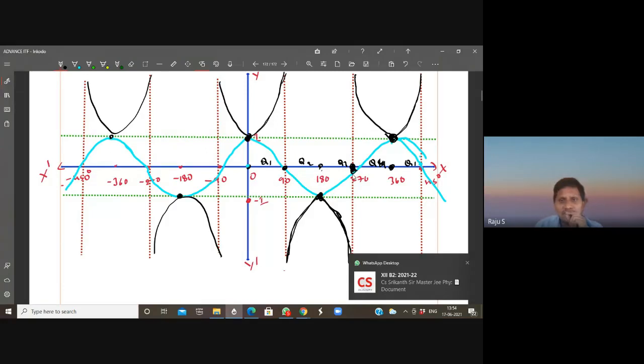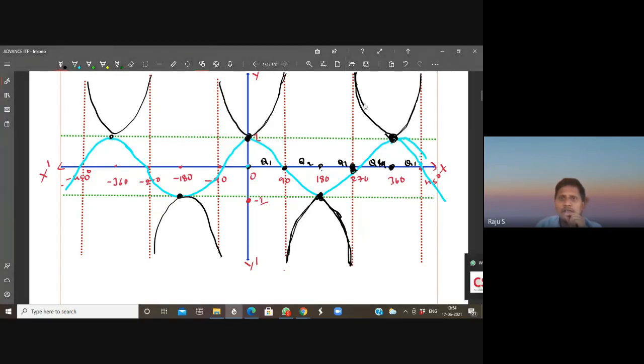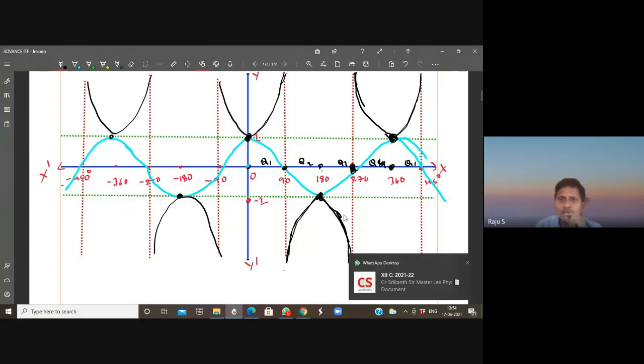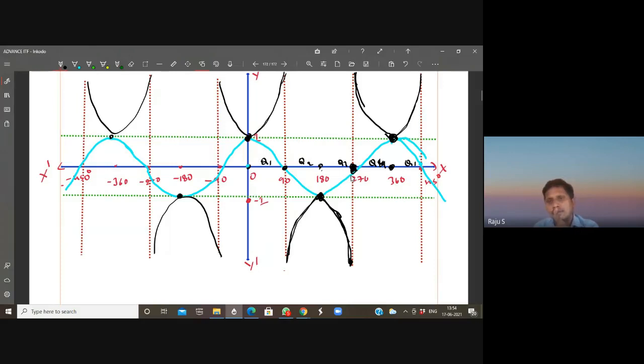See here at 270, if you look, it will tend to almost minus infinity. After 270 immediately it will be infinity, and then again it will become -1. From 180 to 270 it is decreasing, tending to minus infinity, and from 270 to 360 again decreasing like that. But at 270 we cannot take any value. See here, the dotted line. The graph should not touch that dotted line, okay? Because at the dotted line x equals 270, the graph does not exist.